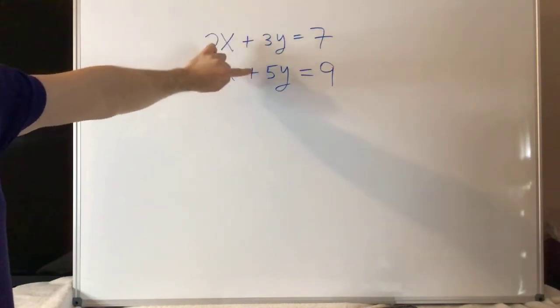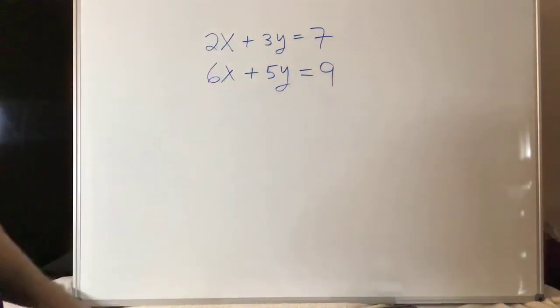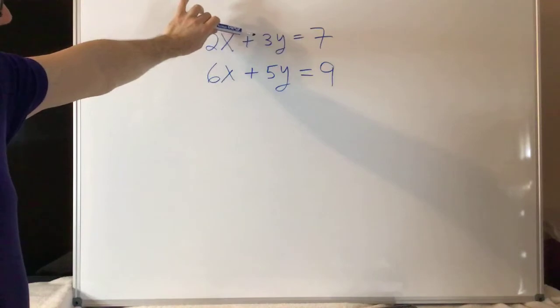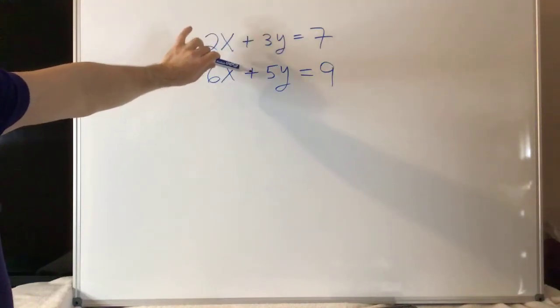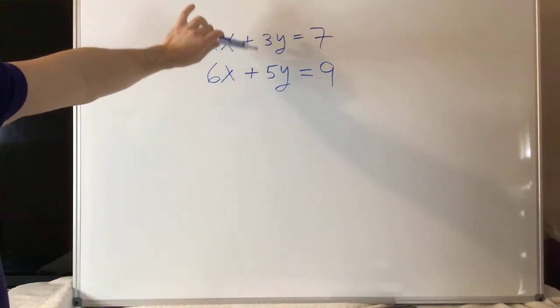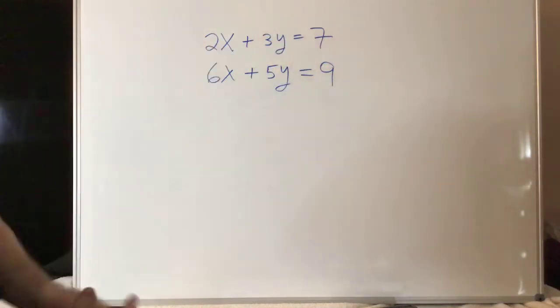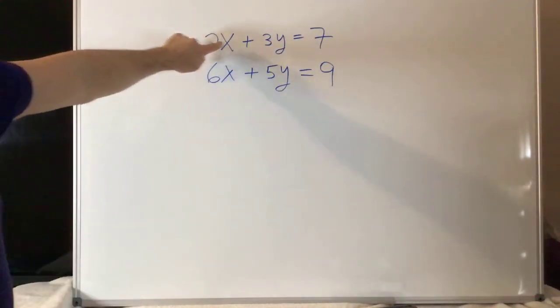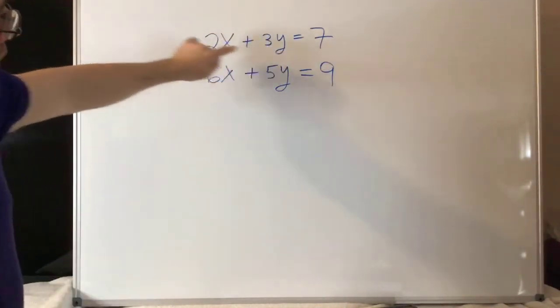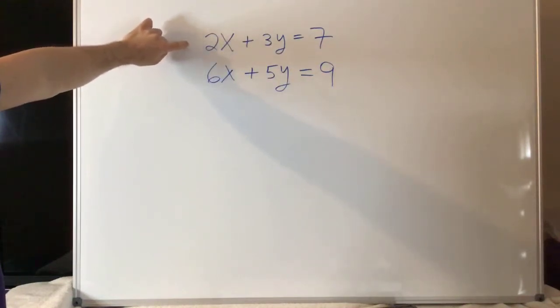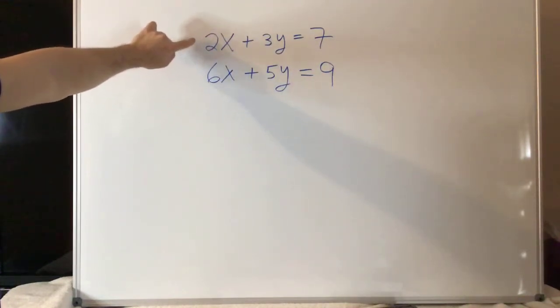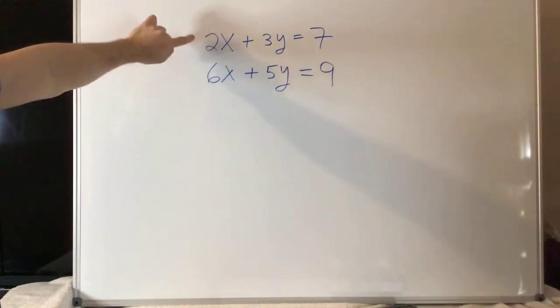I could turn 3 and 5 into 15, but that would require me to times this by 5, and I'd have to times this by -3 to make a 15 and a -15, and that is way too much work. If I want, all I have to do here is multiply this one by a -3, which will create the same number in front with a different sign.